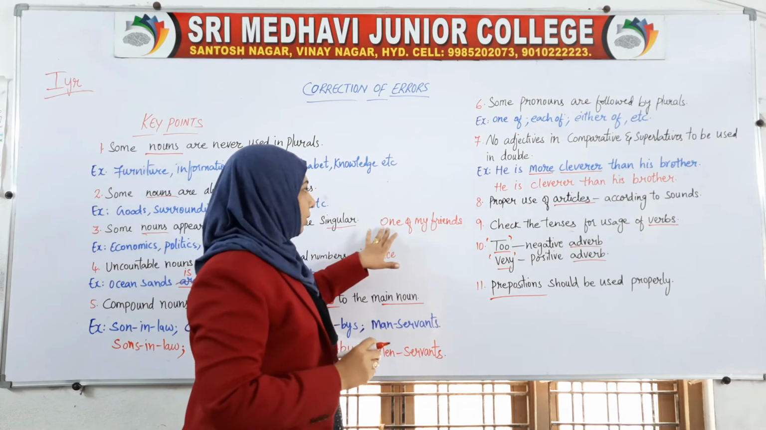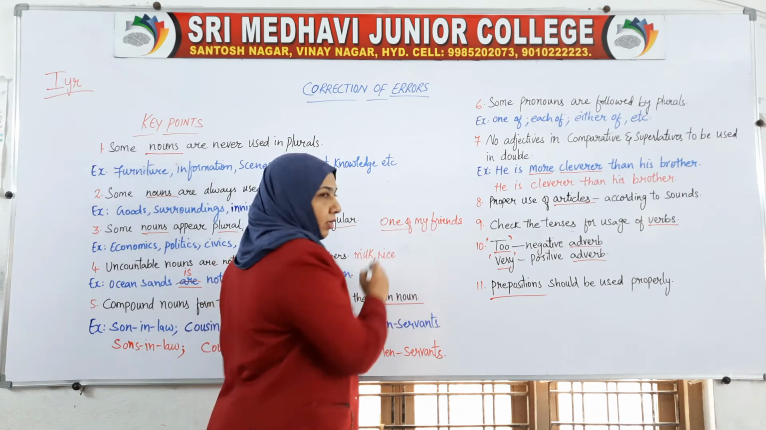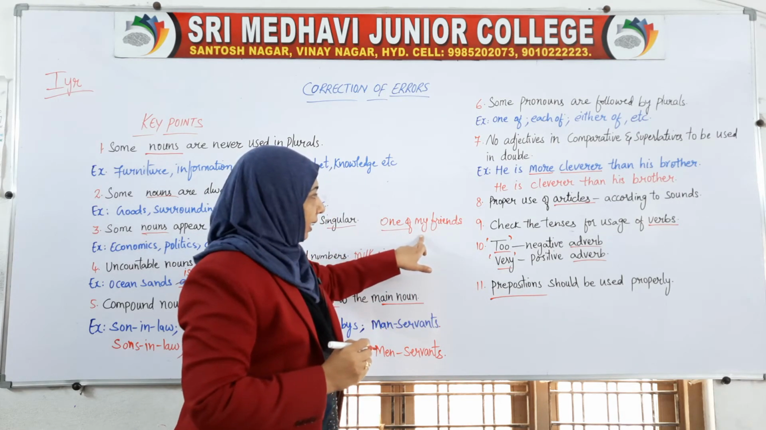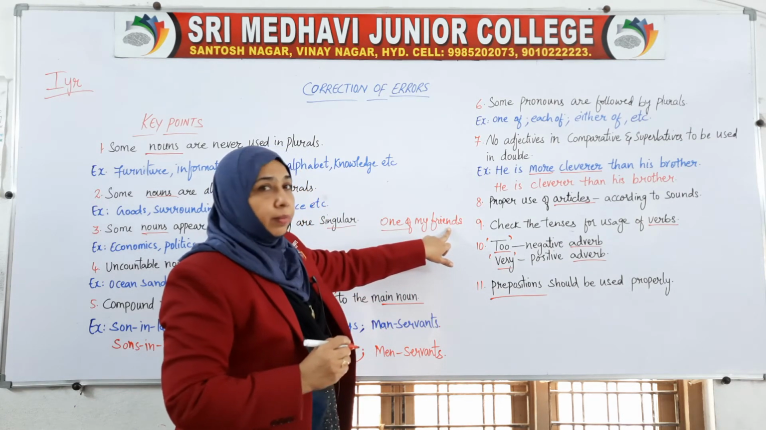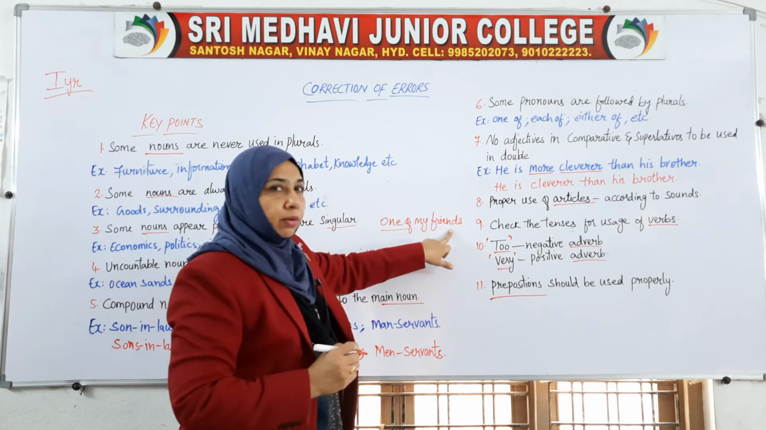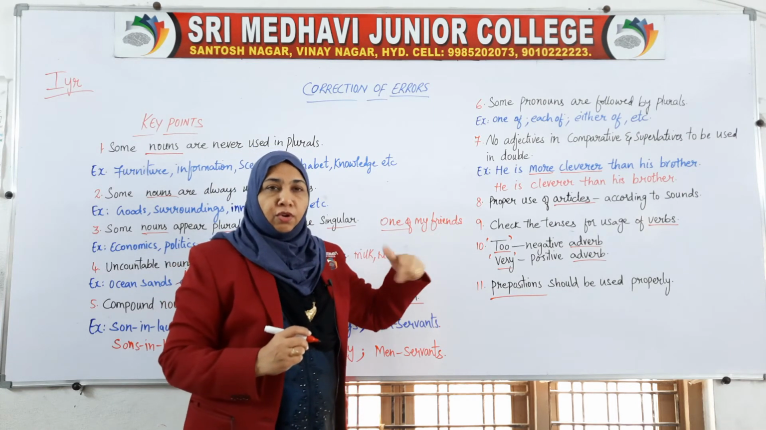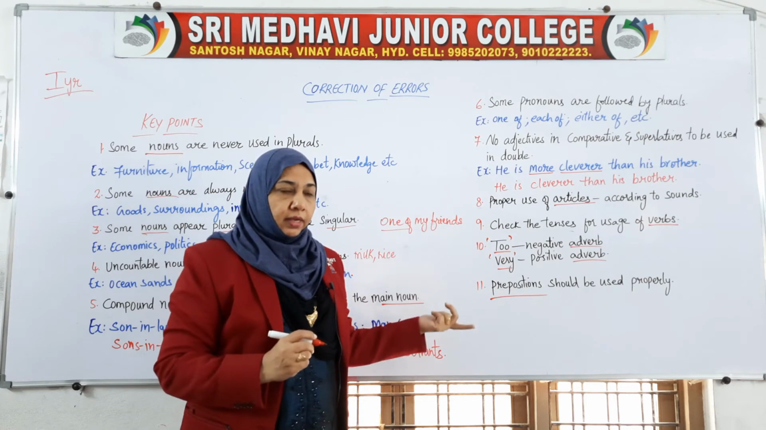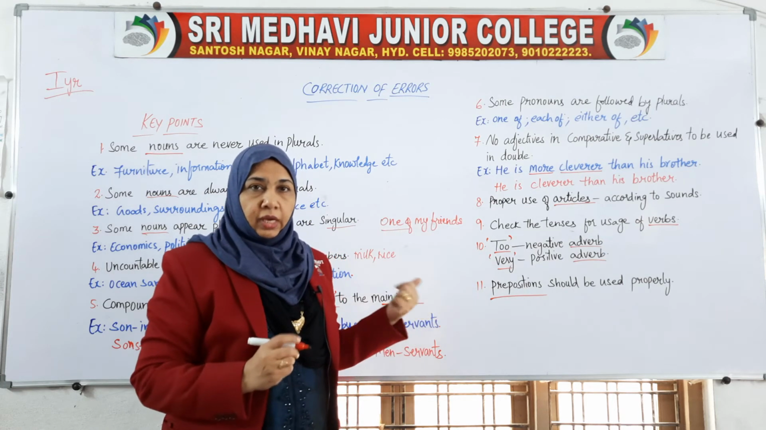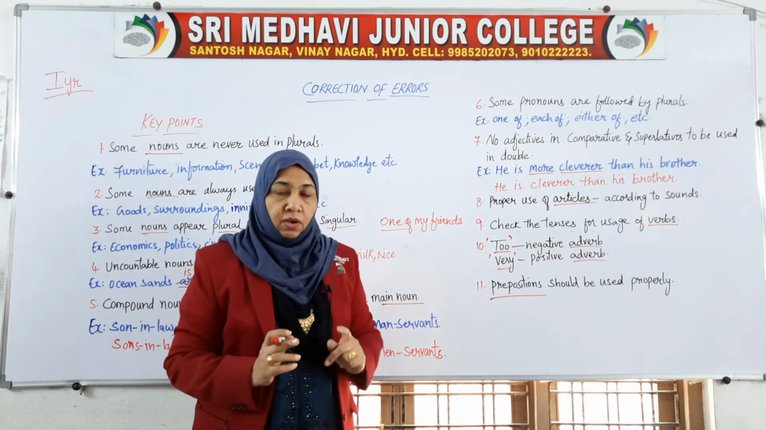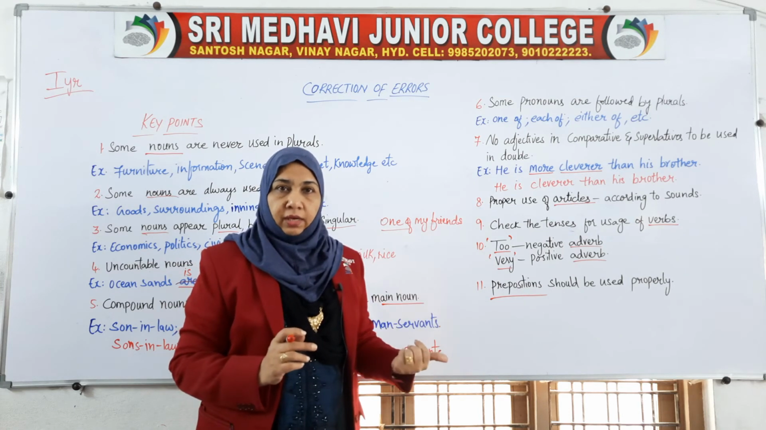Now some pronouns. This is a pronoun. "One of" is a pronoun. "My" also. Then followed by plurals. This is a plural. One of my friends is in Chennai. Out of many friends, one of my friends is in Chennai.